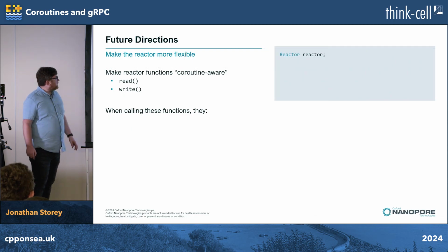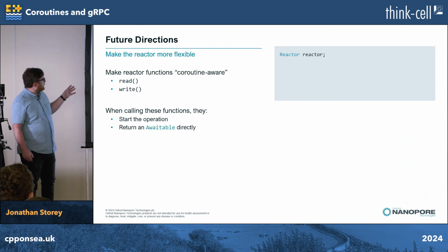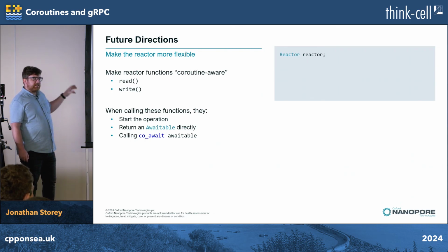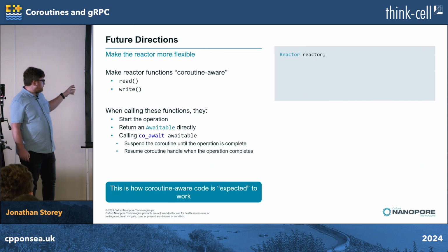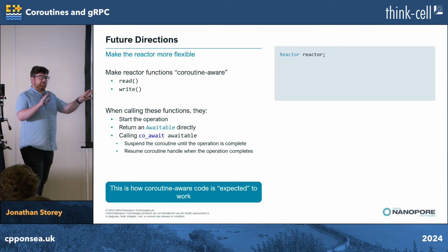We could make the reactor more flexible. I'm going to rush through this a little bit because I want to get on to the rest of it. I've not got much time left. So what I mean by coroutine aware functions is that they kick off the operation, they return an awaitable, and then you can co-await the awaitable. And that's an eager coroutine aware function. And I think this is kind of how coroutine aware code is expected to work. You have an option of an eager or a lazy one.